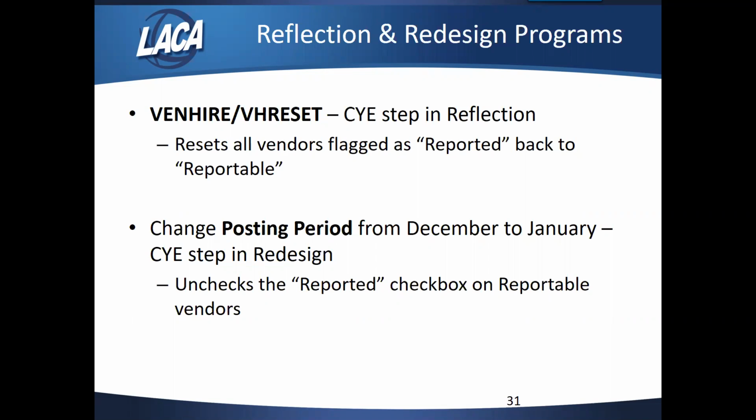Instead, when you change the posting period from December to January, as your calendar year-end step advises you to, that actually unchecks the reported box on the vendor, and then that becomes reportable again, based on that flag on the vendor that says reportable. So there really isn't a process you run to do that. It just automatically happens when you change from December to January in the redesign.